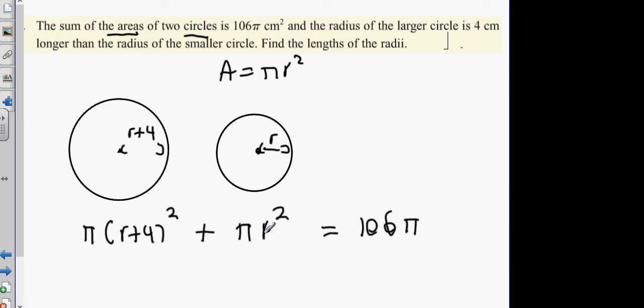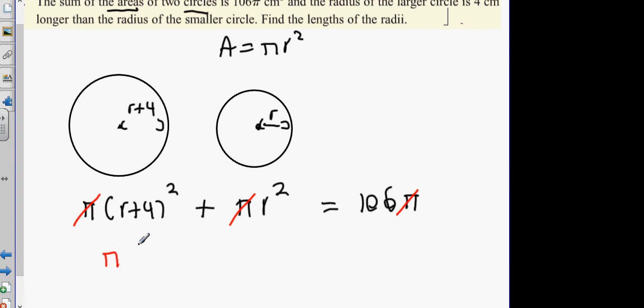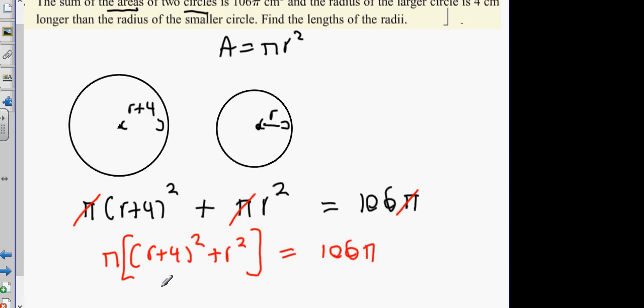Everything on both sides is being multiplied by pi. Therefore, we're allowed to cross off the pi's. This is because everything on the left hand side is being multiplied by pi. If you don't understand that, what we could have done was factorize out pi. This is an extra step that you may not necessarily need. If you understand it, it's pi times (r plus 4) squared plus r squared equals 106 pi. Then when you bring down the pi underneath, the pi's cancel, leaving the equation we have above. I'm going to rub that out now, that's to show you where it comes from.